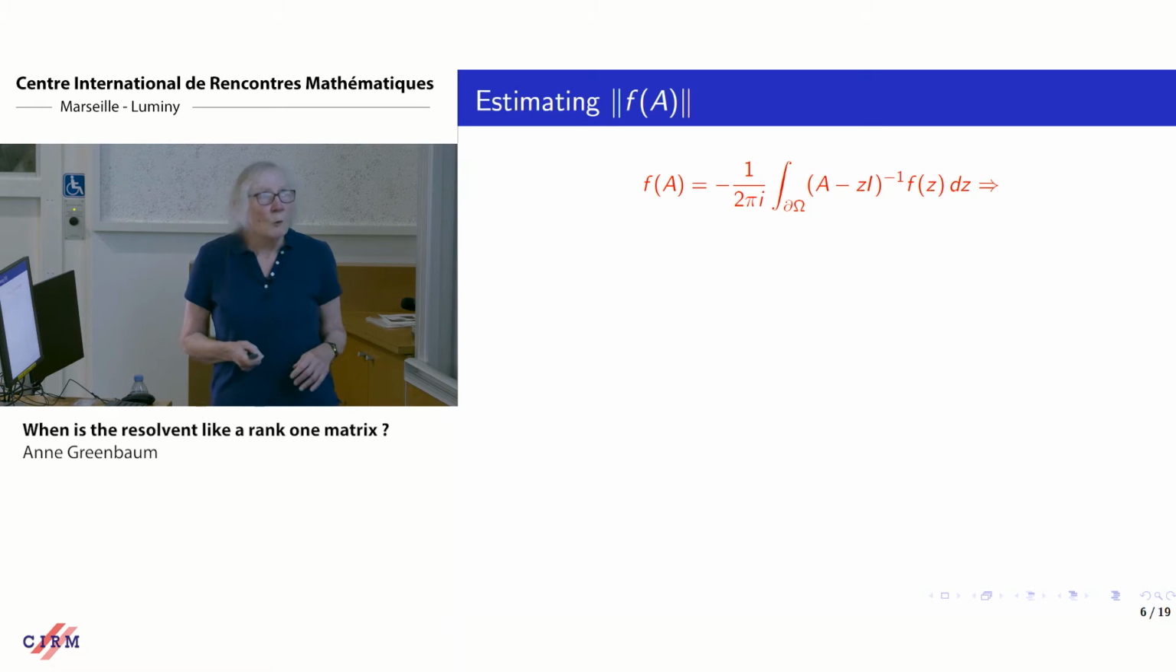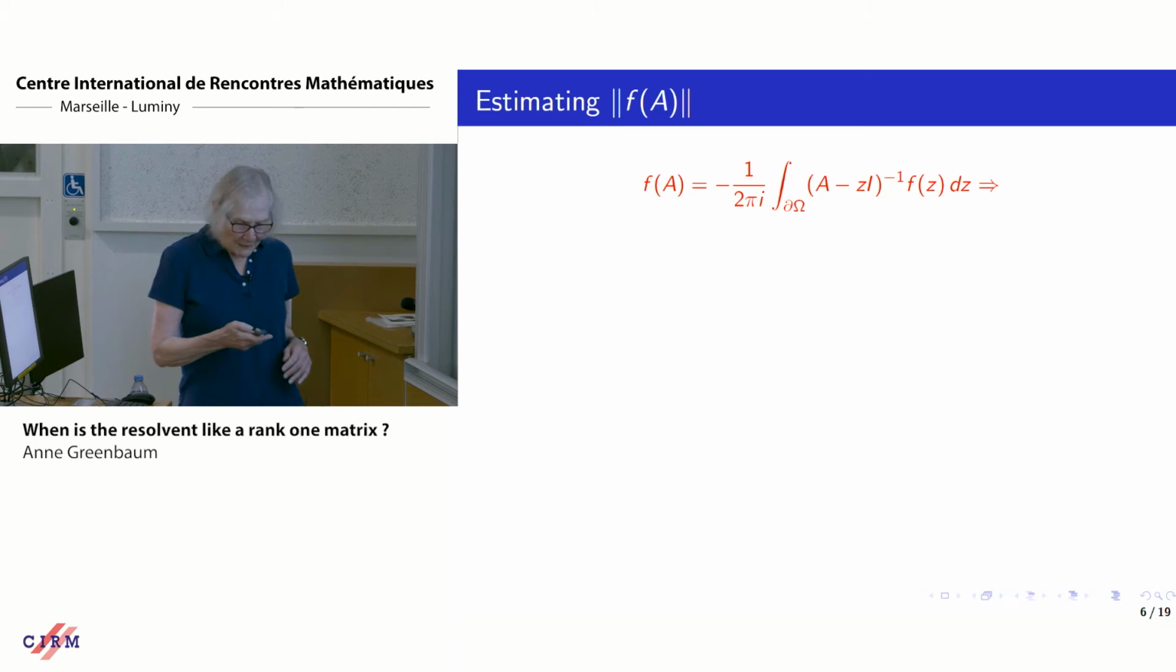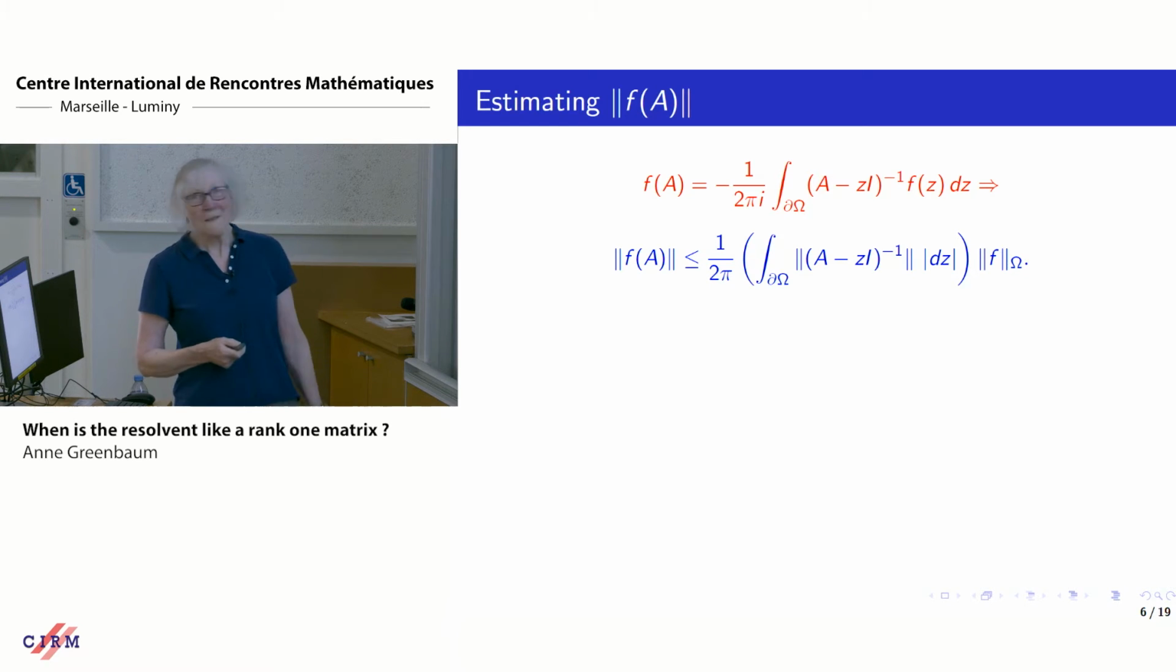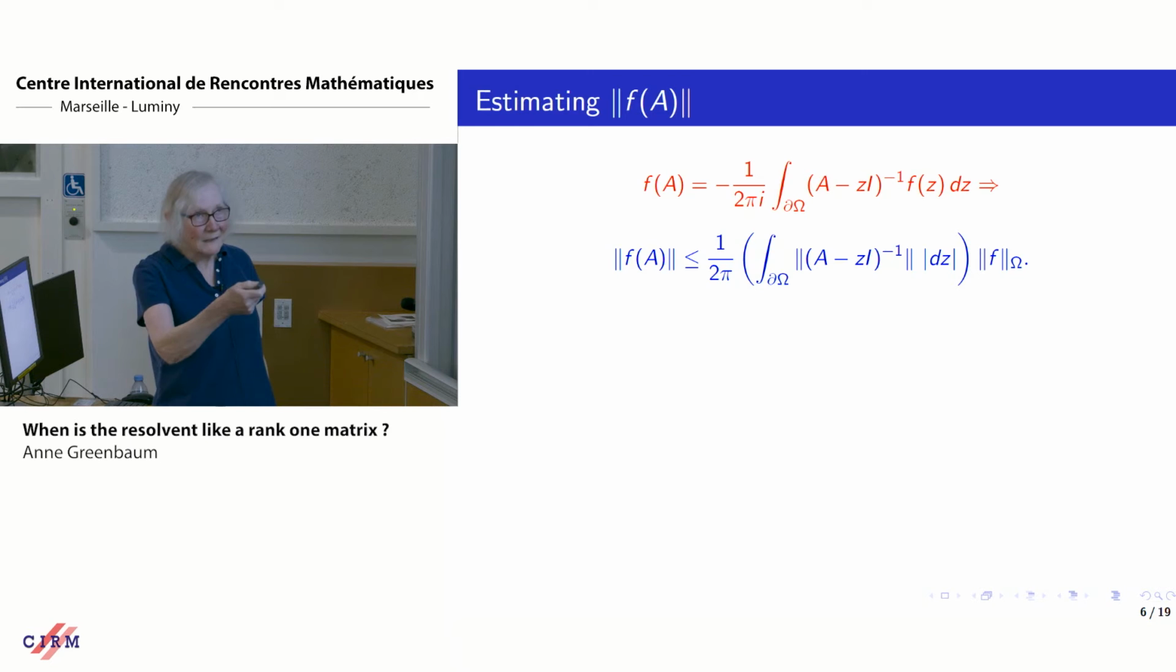And one simple way to get a bound on norm f of A is to use the Cauchy integral formula, take norms on both sides, and replace the norm of the integral by the integral of the norm. Okay? That gives you an upper bound on norm f of A. It's less than or equal to 1 over 2 pi i times the integral over the boundary of this region omega of the norm of the resolvent, and then times the maximum value of f on the region omega.